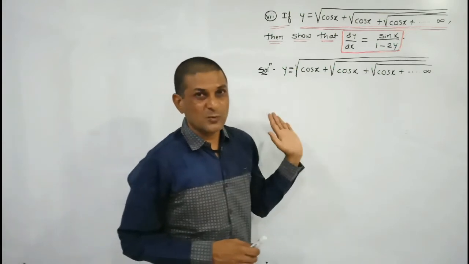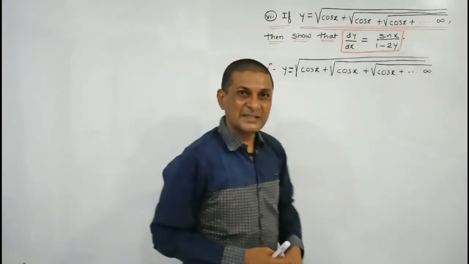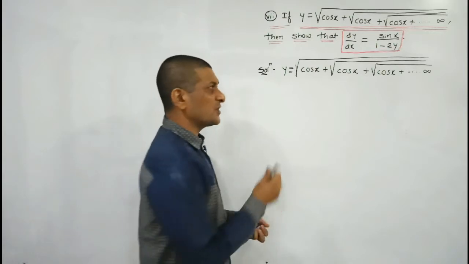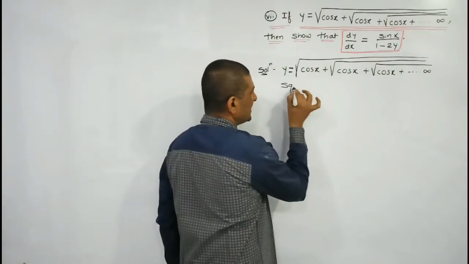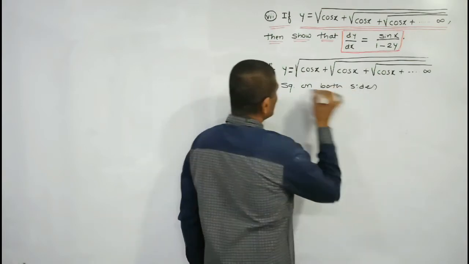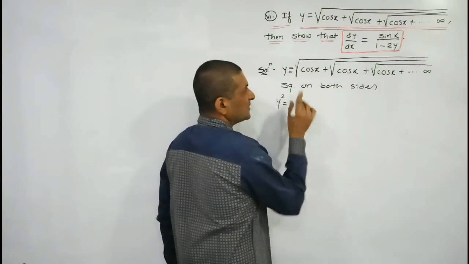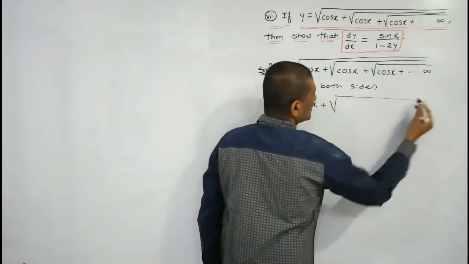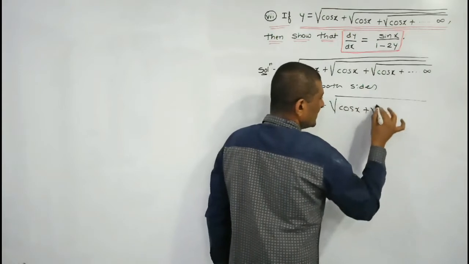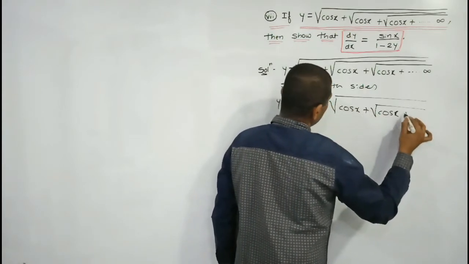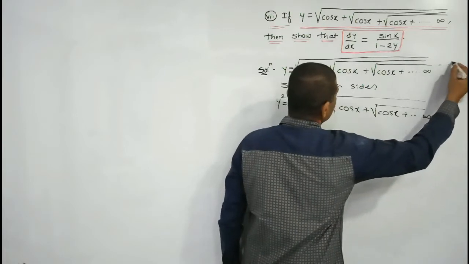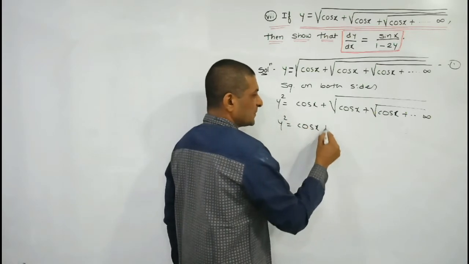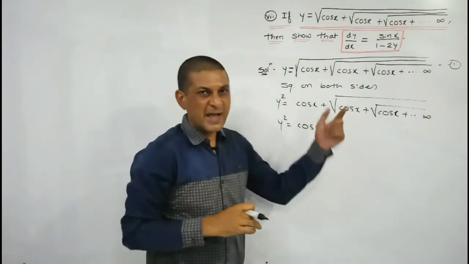So first we are squaring both sides. If such an example appears, and if a root appears, then in such cases, to eliminate the first root we square both sides. Let us see what we will get. On this side we will get y square, and on this side the root will get eliminated, so the remaining term is cos x plus under root cos x plus under root cos x, continuing this way up to infinity. Let us denote this as equation number first. On this side y square as it is, cos x also as it is, plus also as it is. This result we have got simply by squaring both sides.